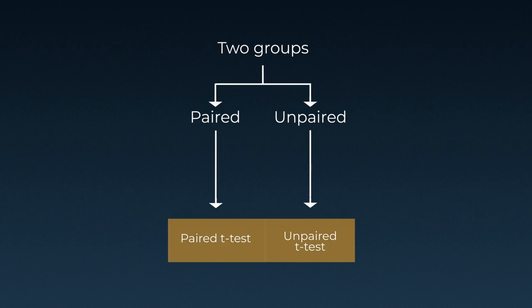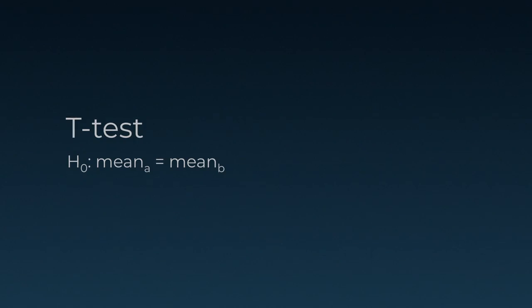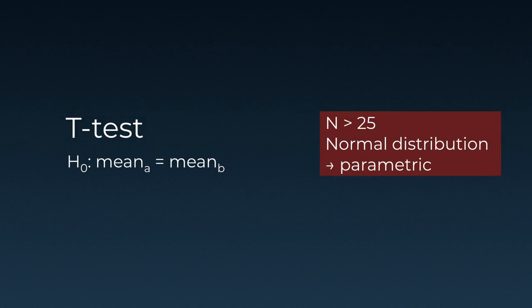The most common test for comparing a numerical outcome in two groups is the unpaired or two-sample t-test if groups are independent, or the paired t-test if groups are related. The null hypothesis in the two-sample t-test is that the means in the two groups are equal. The test can be used when we have a sample that is large enough. A rule of thumb is over 25 per group. If the underlying distribution is approximately normal, the t-test can also be used with small samples. Since we assume a normal distribution over the groups, we call this test a parametric test.